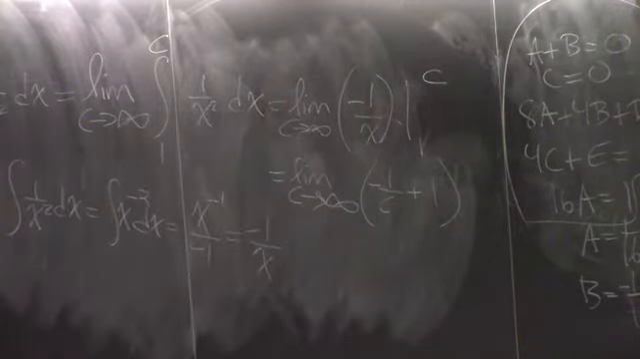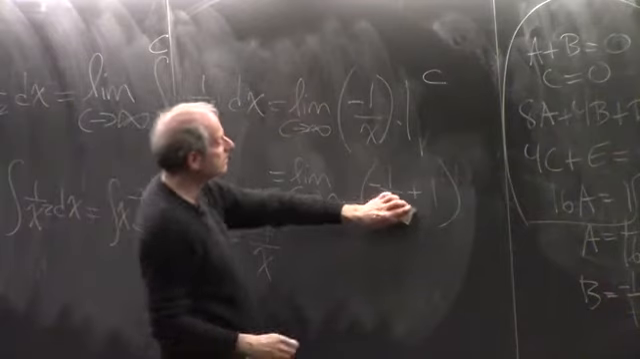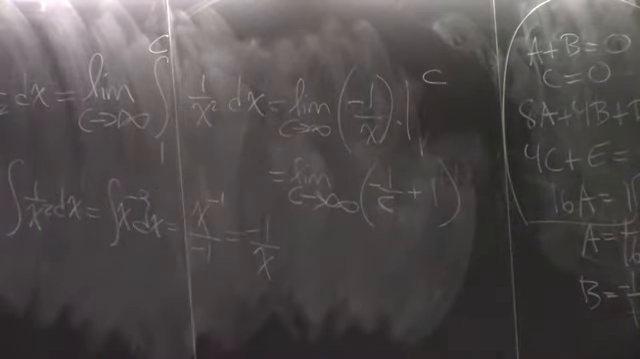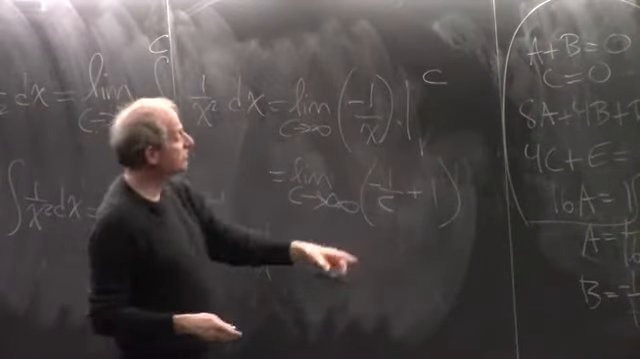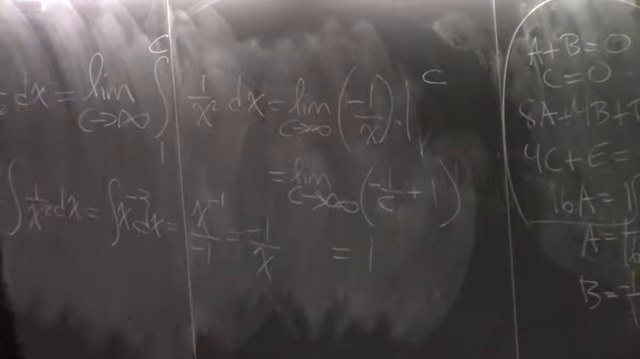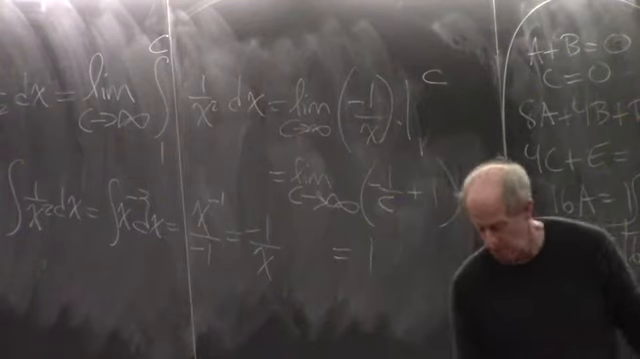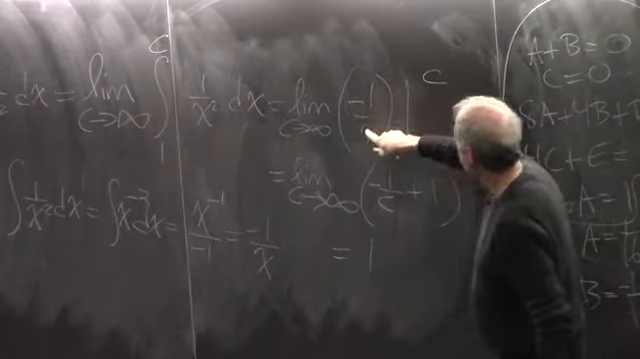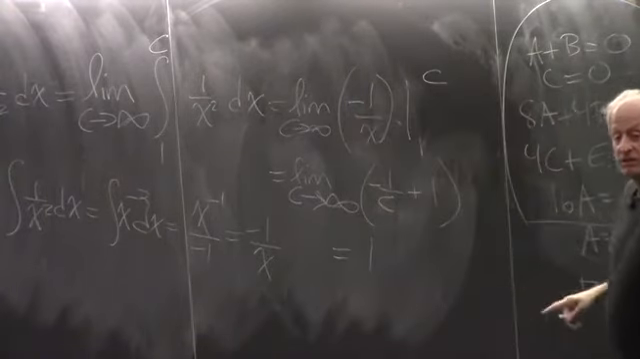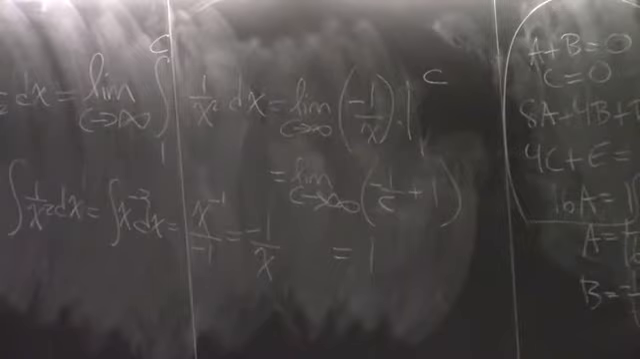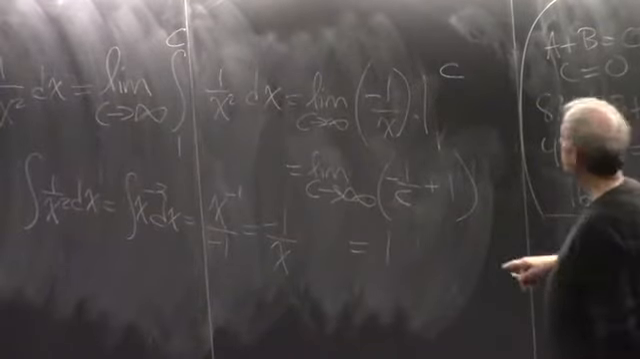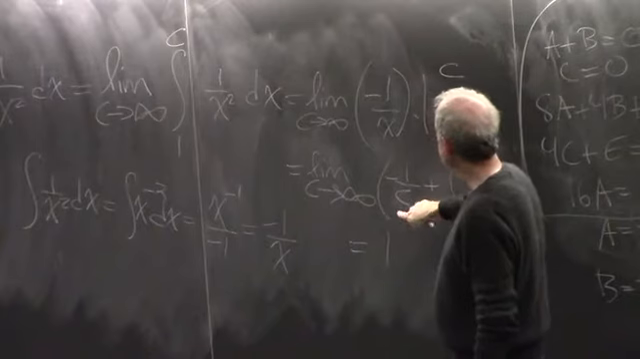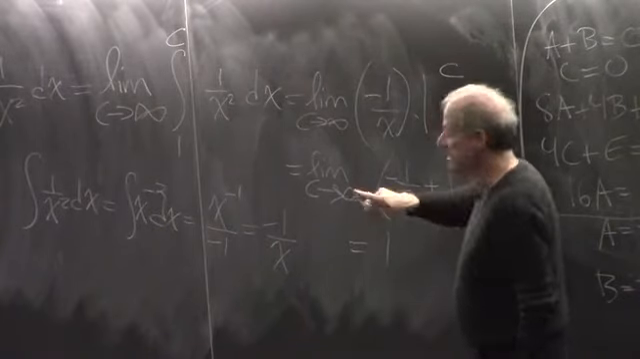And now, what's the limit as c goes to infinity of 1 over c? Well, as c goes to infinity, this limit is 0, so this just equals 1. Okay? So that integral is 1. I plug in 1 and get 1 over 1, but it's minus minus, so it becomes plus. Remember, it's the top one minus the bottom one. I'm plugging in c, I get minus 1 over c, minus minus 1 over 1. Then I take the limit.